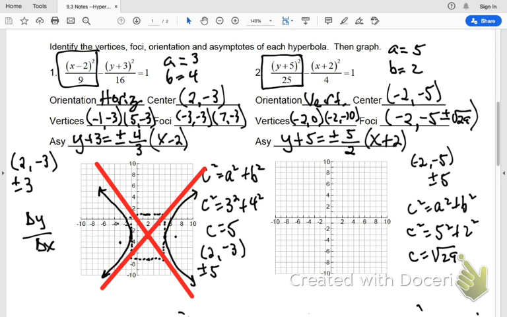All right, let's graph this. So -2, -5. If I can graph it, there it is. And then vertices at -2, 0, and -2, -10. All right, and so that's given me the a value from the center. I'm going to do the b value on either side of that center, and then just draw an imaginary box.